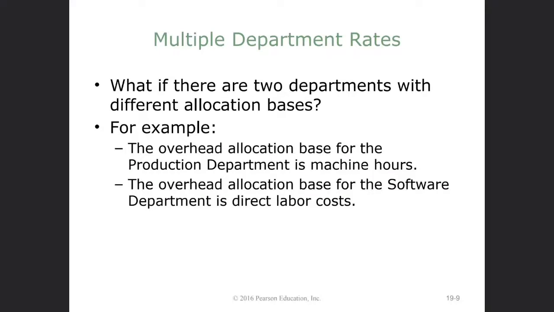Multiple department rates. So what if there are 2 departments with different allocation bases? For example, the overhead allocation base for the production department is machine hours, and the overhead allocation base for the software department is direct labor cost. So one department is using machine hours, the other department is using direct labor cost. What do you do?